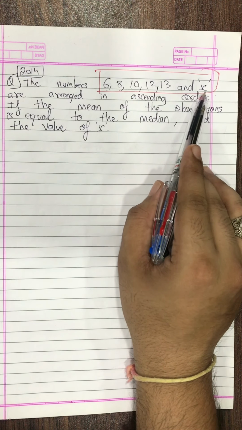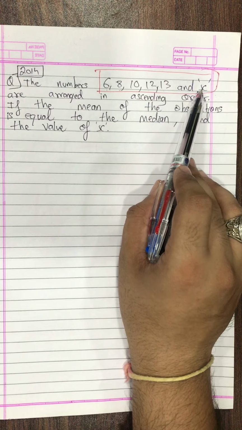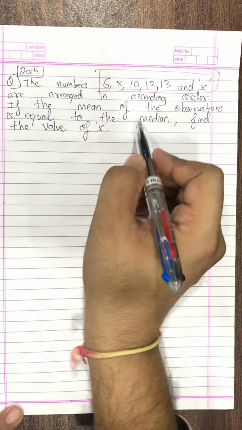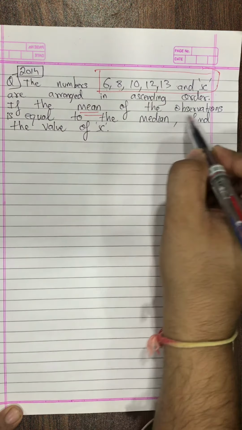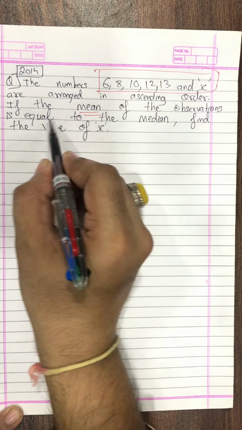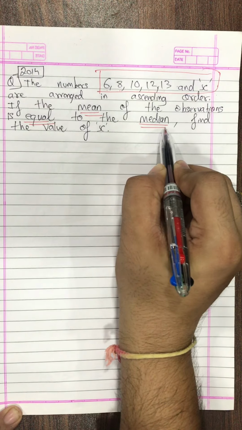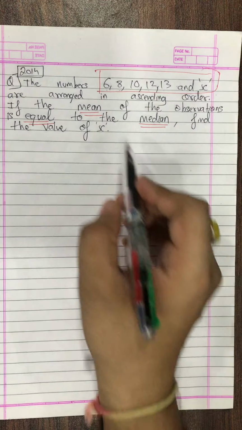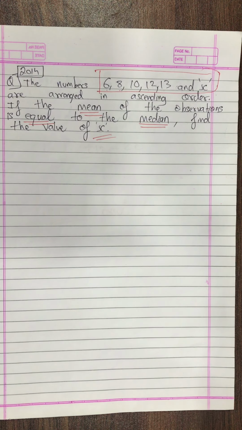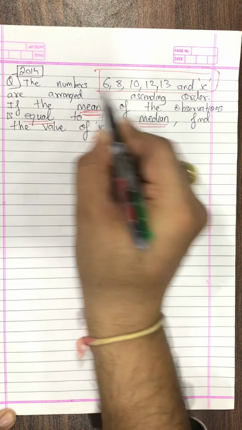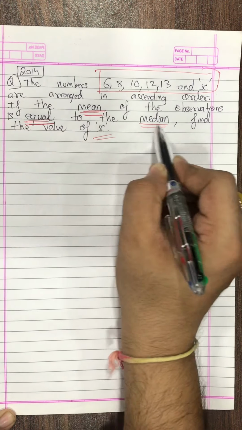And of course, by looking at the question, we can find that we have to find the value of this unknown x. So 6, 8, 10, 12, 13 and x are already arranged in ascending order. If you find the mean of this observation, that mean is equal to the median. Find the value of x. This question, students, was asked in the board exam of 2014. It is given to us that the mean of these data is equal to their median.